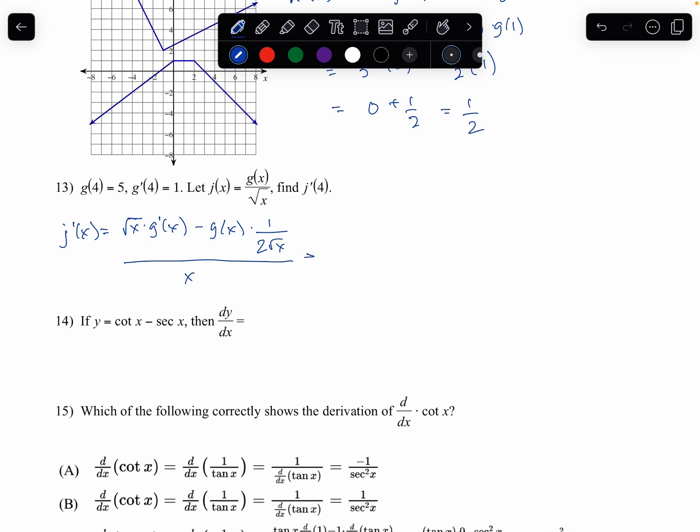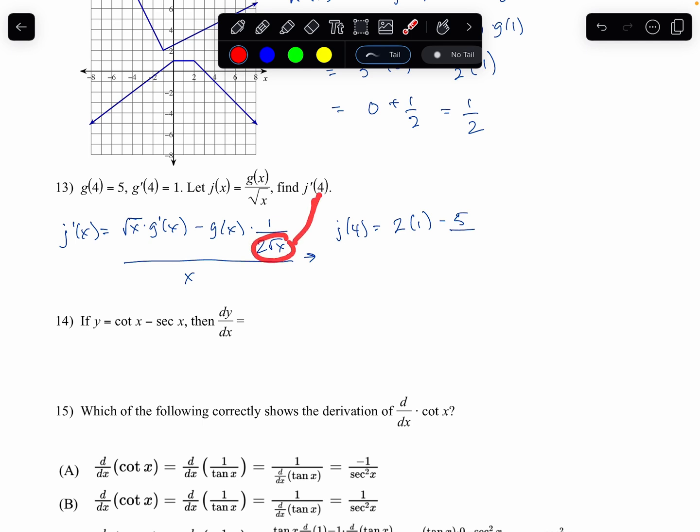Okay, and then we want j prime of 4, so that's going to be equal to 2 g prime of 4, whoops, g prime of 4 is 1 minus g of 4, which is 5. And then this is all going to be divided by, since it's being multiplied by a fraction, it's all going to be divided by 2.